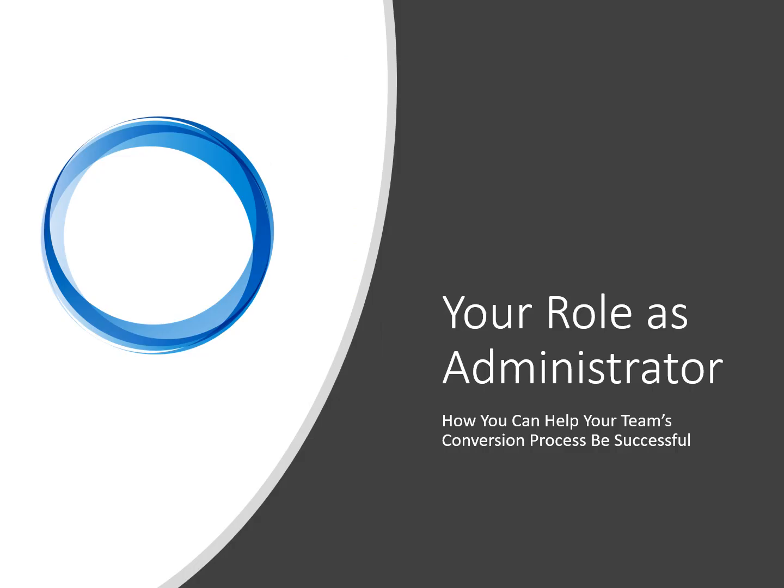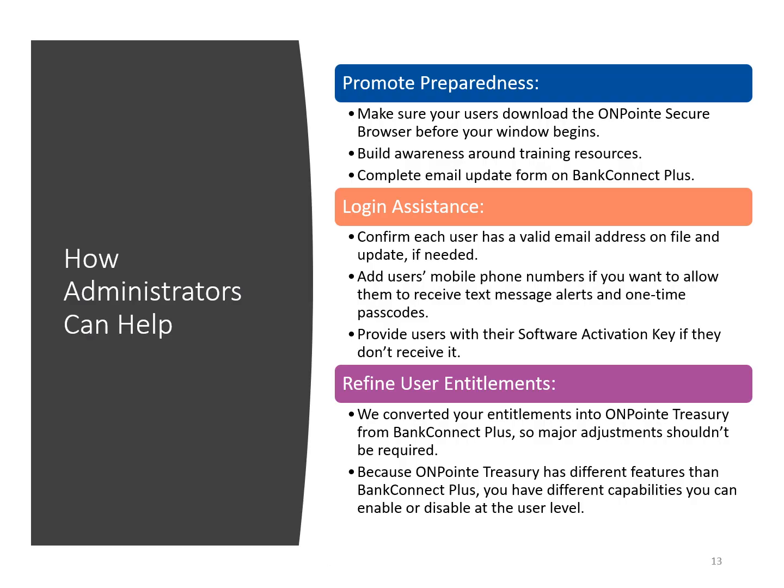Next, we'll cover how you can help your users convert to OnPoint Treasury smoothly. First, we ask that you help spread the word about the upcoming change. Make sure your users download OnPoint Secure Browser before your conversion window begins. Promote the availability of the training resources available on the OnPoint Conversion Center website, and ask all users to provide their email address, even if they think we already have it, by using the form on BankConnect Plus. This will ensure they receive email communications from Old National and that their user access will be fully enabled.